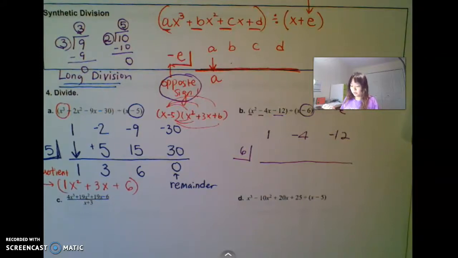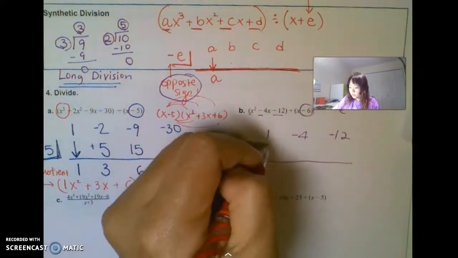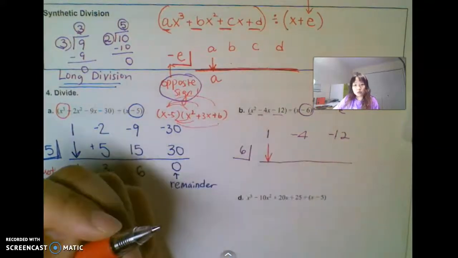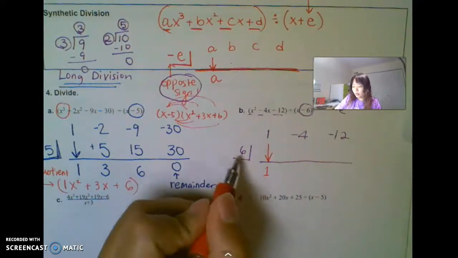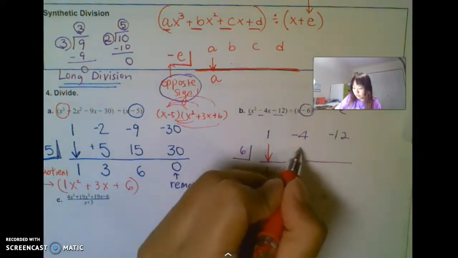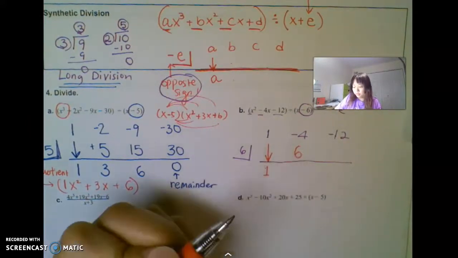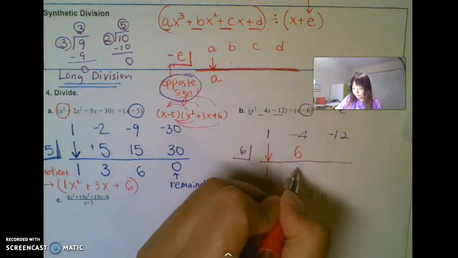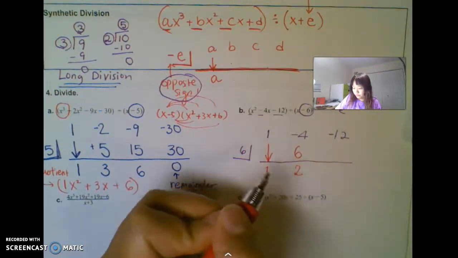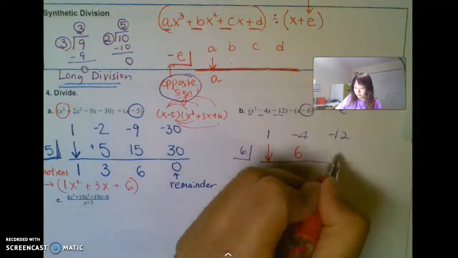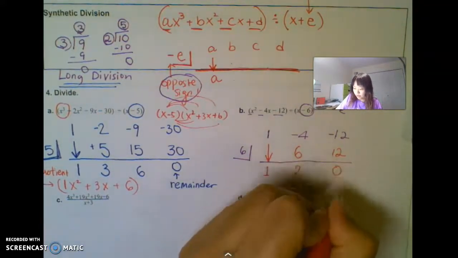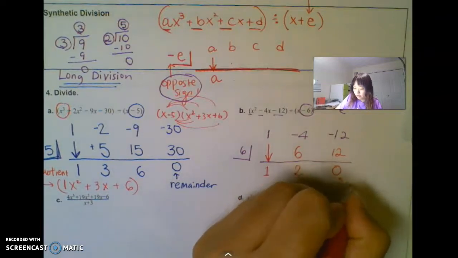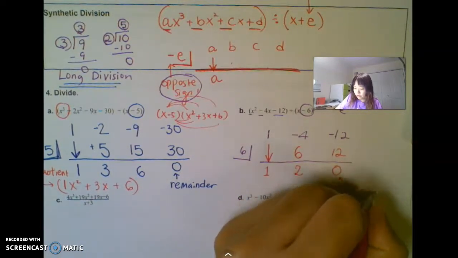So we changed to the opposite sign. We just drop the first term, drop it. So it'll be 1. Then we multiply them together. 1 times 6 is 6. Now we add them: 2. We multiply: 6 times 2, 12. And then the remainder: we add them, 0. And there is no remainder.